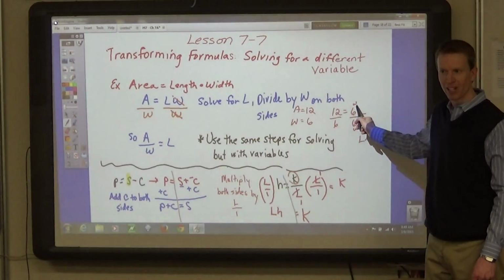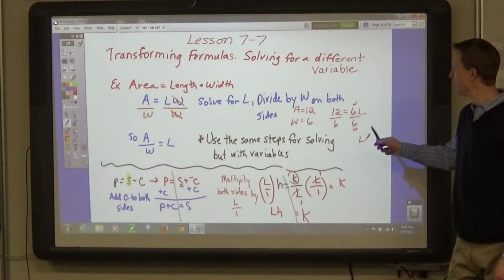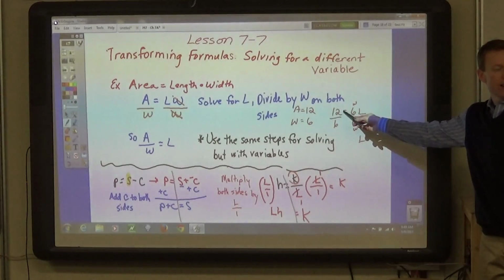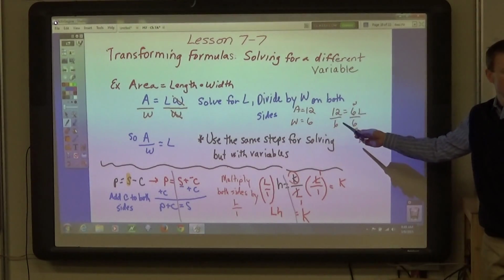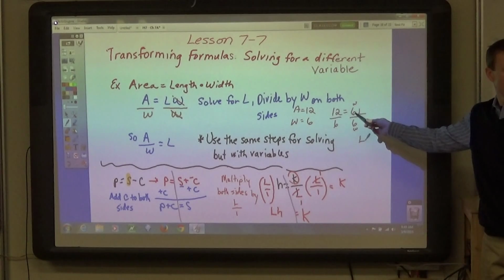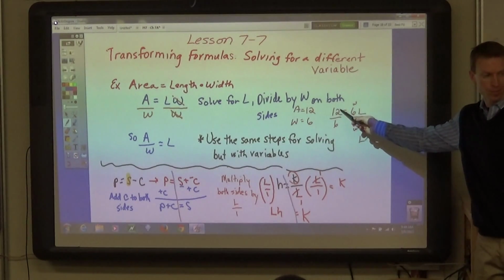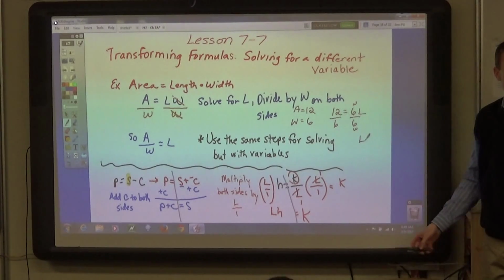Nod your head if you're with me on this. Okay? So, Dylan, if the area is 12 and the width is 6, then 6 times the length equals 12, right? Okay. How would we find the length?